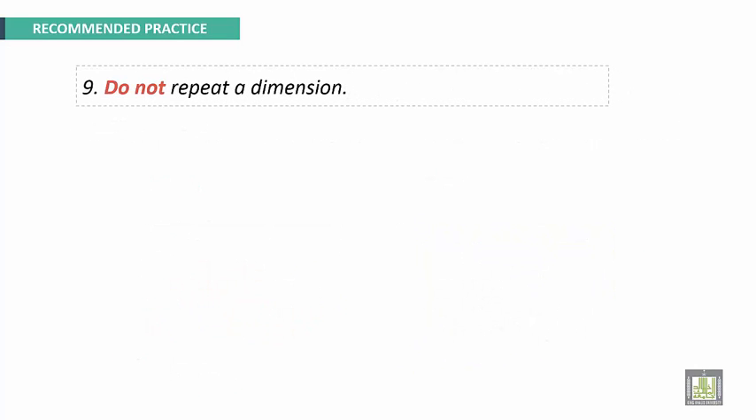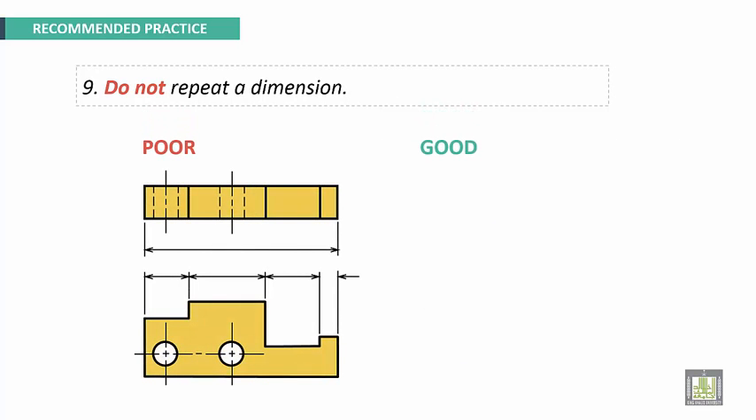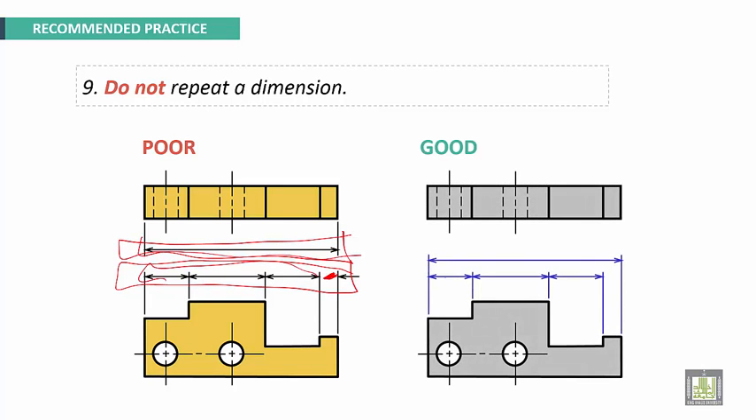Next recommendation: do not repeat a dimension. Here we have an example. One of these dimensions is repeated because, for example, this dimension can be deduced from these three and this one. This is a good representation. This dimension will be deduced by calculation from this dimension minus these dimensions.